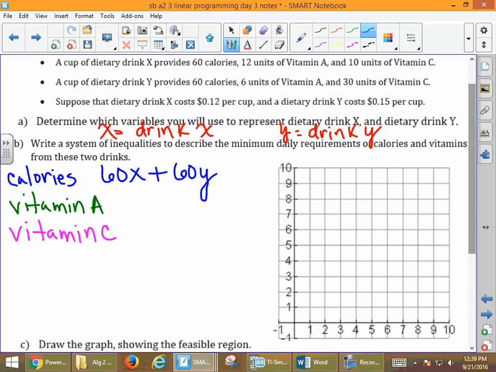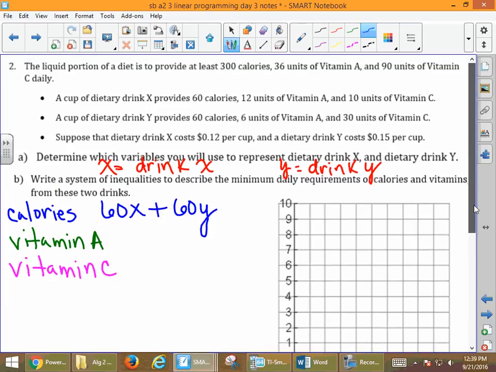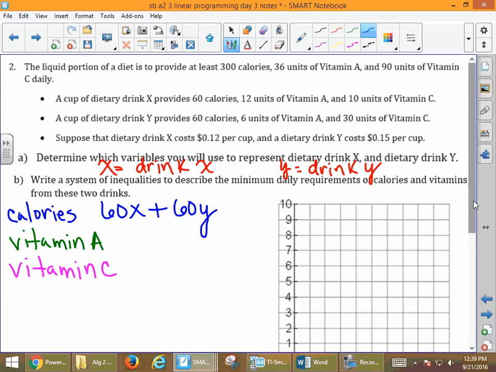But how many calories do we have to work with? And if you look back up here, we see that we have at least 300. At least means greater than or equal to. We have to have 300. We can have more, but we have to have 300. That's what the at least means. And the at least is really important in this problem.